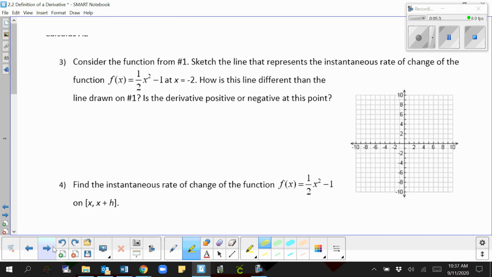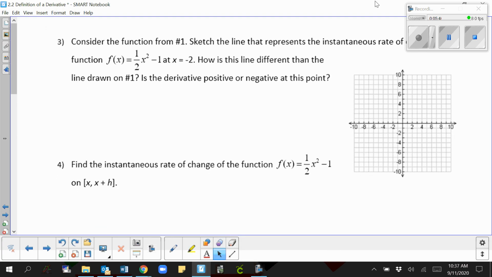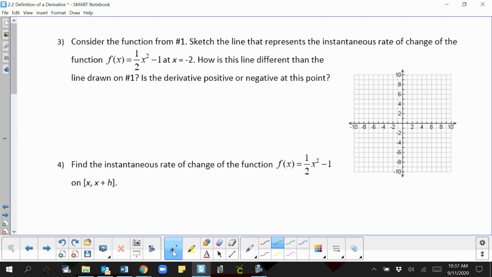So we're going to go back to that first example with our 1/2 x squared minus 1. We're looking at our same graph. And so this time it says we're going to sketch the line that represents the instantaneous rate of change of the function at x equals -2. And we're going to look at how this line is different than the line drawn on number 1. So let me go ahead and draw my graphs here. So I've got a parabola that looks like this.